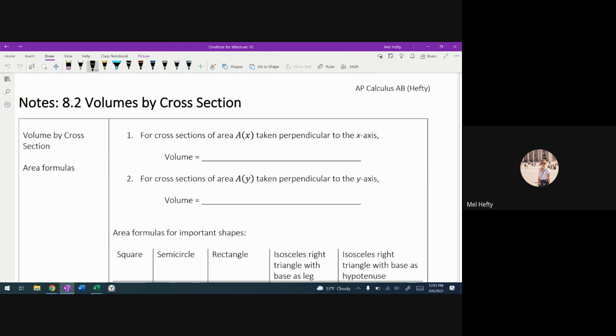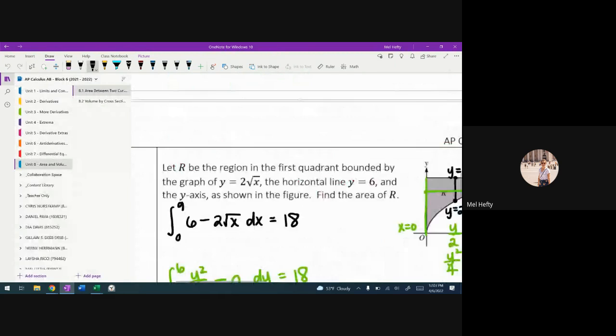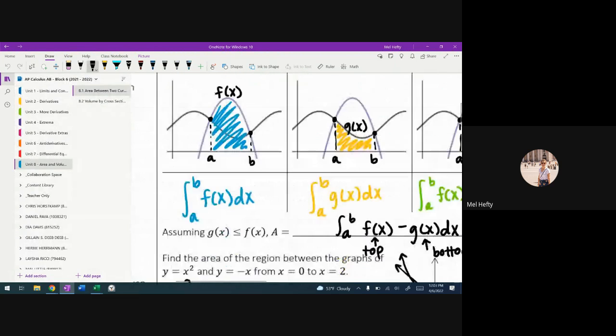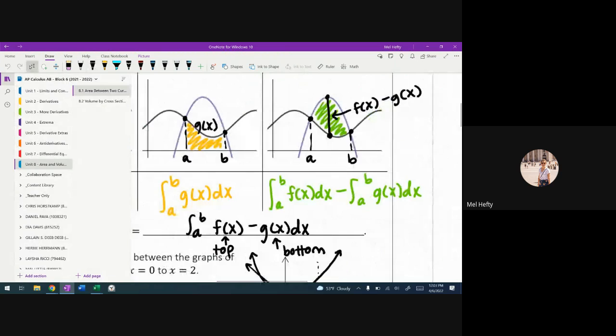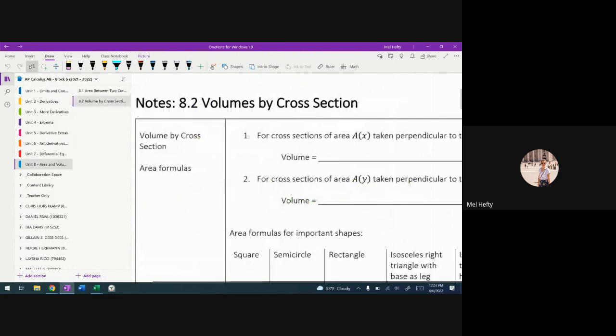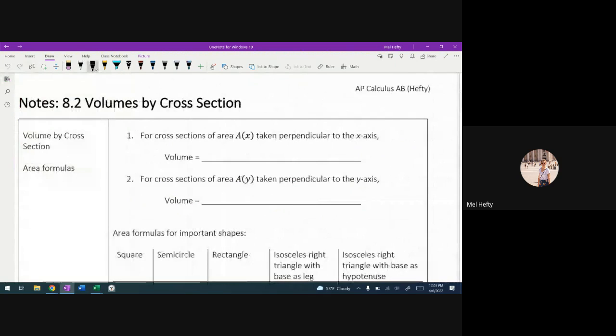What this is going to come down to is integrating an area formula. I like to think of integrating as kind of like adding a dimension. So last class when we found area between 2 curves, we ended up integrating a one-dimensional line, that vertical distance, that f of x minus g of x. So integrating a line got us an area. So here we're going to integrate an area to get a volume. We're going to be finding an area formula for a specific cross-section and integrating that across the region that we're working in. We can do this in terms of x or in terms of y.